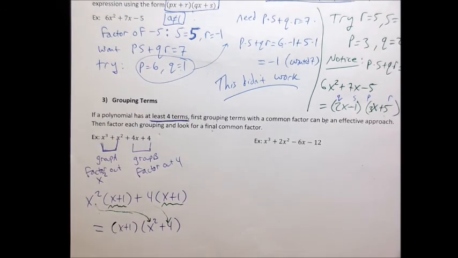And so the nice thing was, again, once we grouped them and pulled something out of each one, they each also have an x plus 1, and we're able to take that entire thing out front, and what's left from this piece is an x squared, and what's left from this piece is the 4. Questions about that at all?